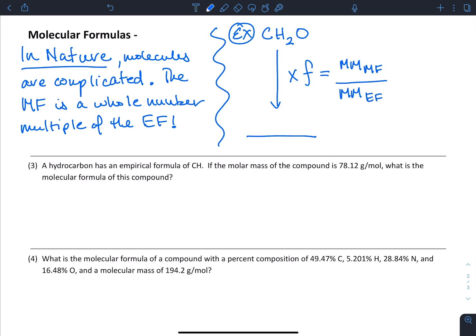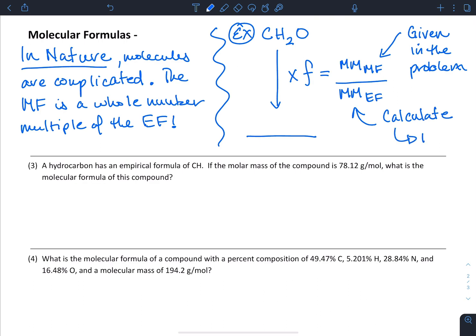Now this molar mass of the molecular formula is usually given in some way in the problem. It's either given outright or you have to do a small calculation to reach it, but usually it's given in some form. The molar mass of the empirical formula you usually need to calculate, which means that you need to know what that empirical formula is. So if you're given information about the compound, such as its percent composition or grams of each element, you're going to have to find that empirical formula first, find its molar mass, and then determine the whole number factor. Okay? All right, so let's look at our first problem.